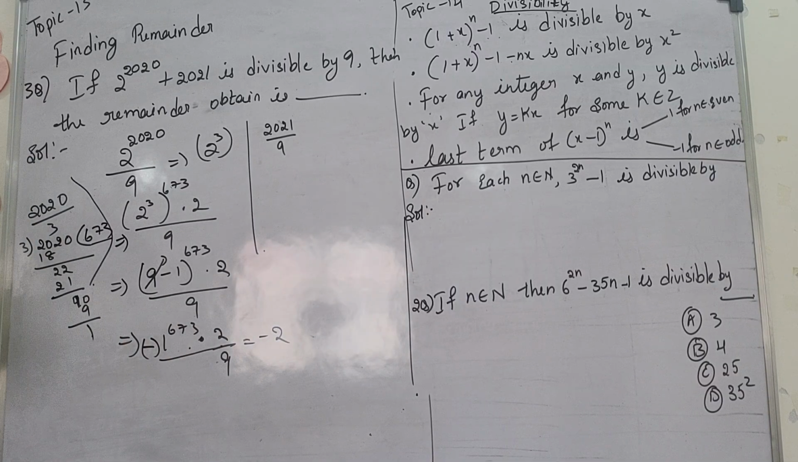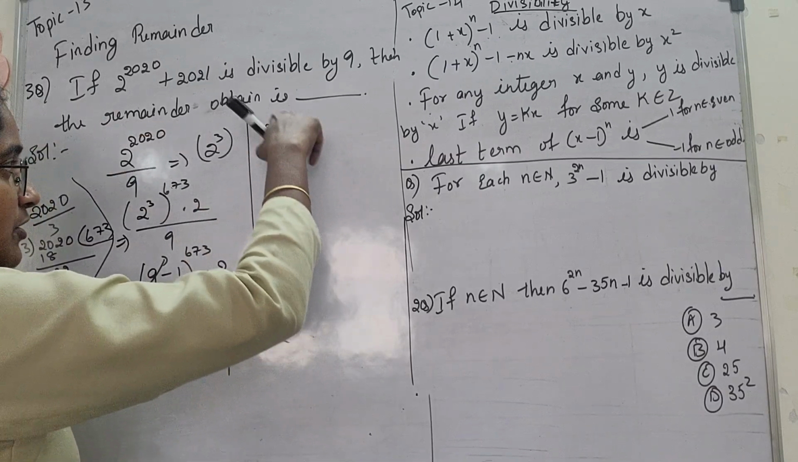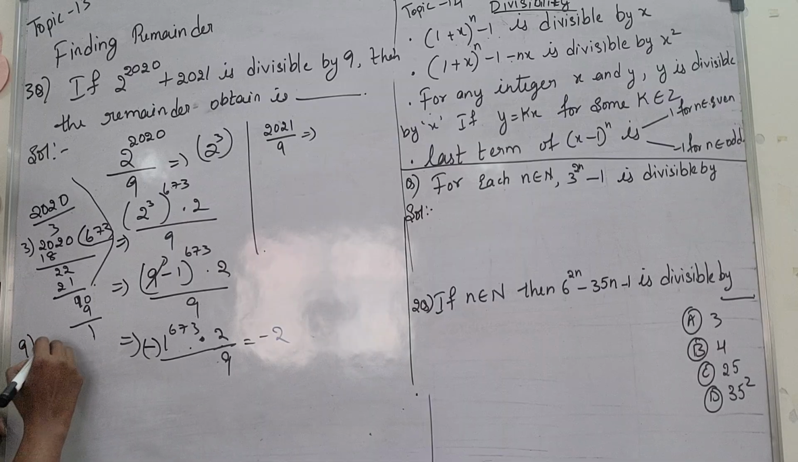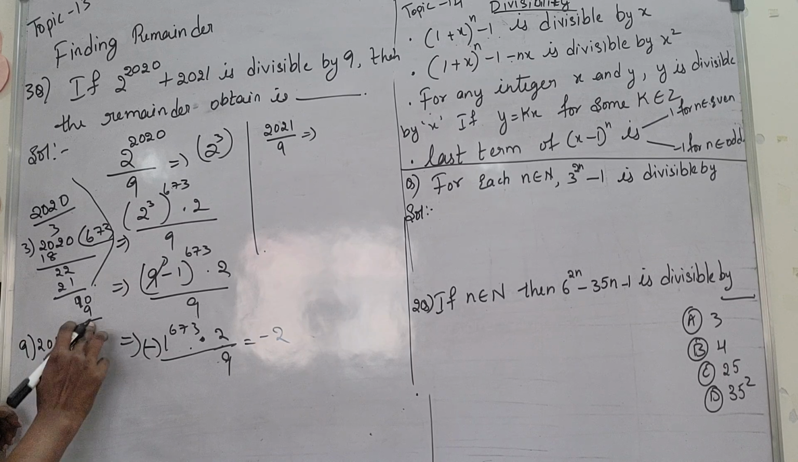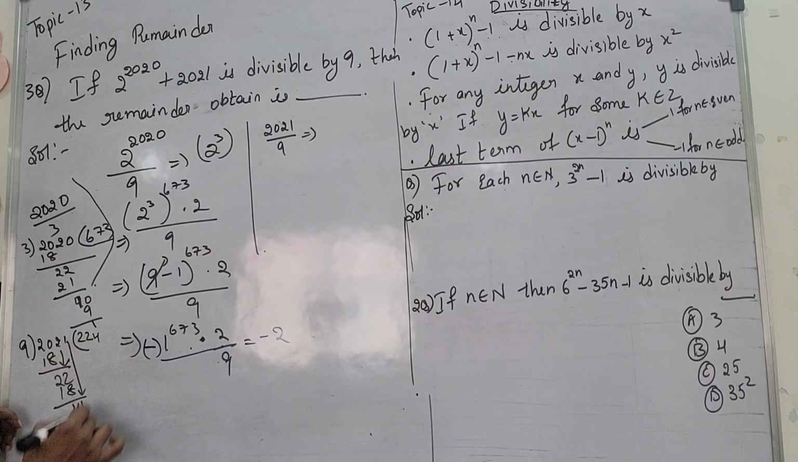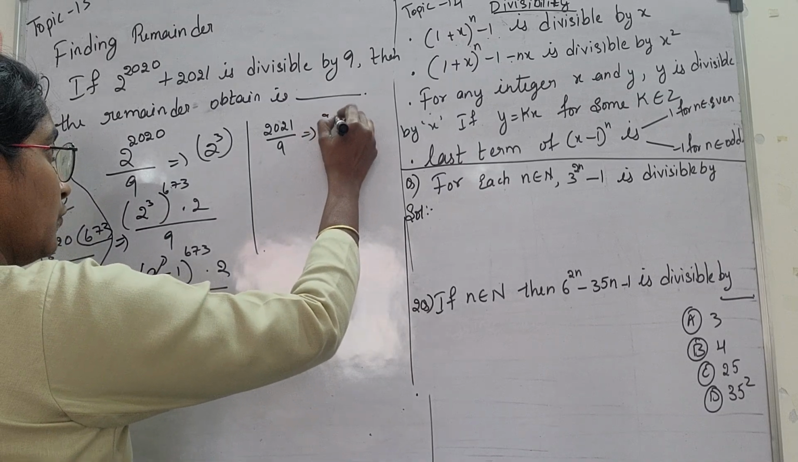Okay, then I'll do this one. If I divide 2021 by 9: 9 2s are 18, then 2 is left over, 2 here, 9 2s are again 18, 4 is left over, 41. 41, which this is 9 4s are 36. So how much is left over? 5 is left over. So I'll write it as 2, 4.